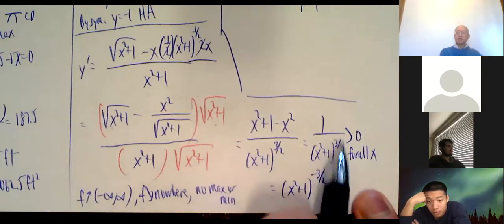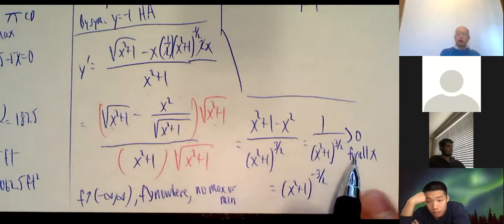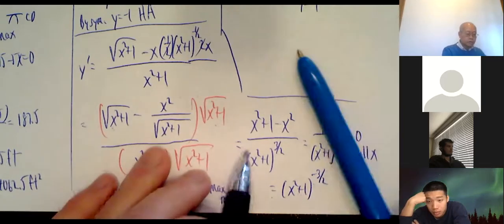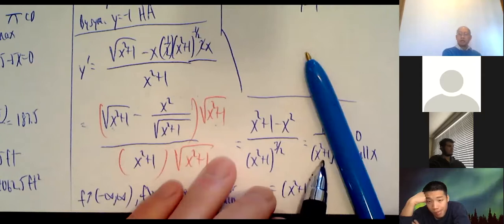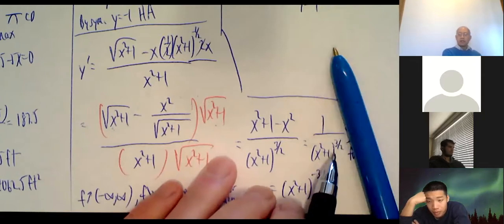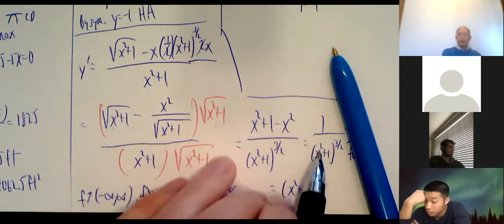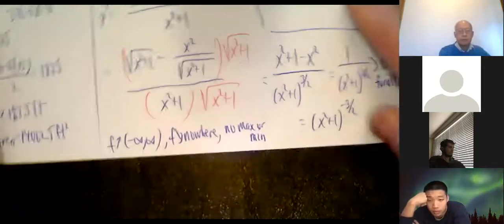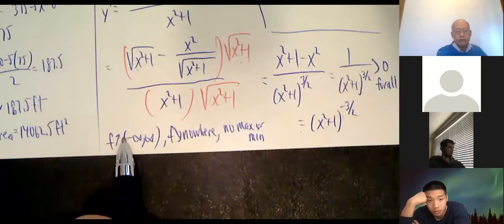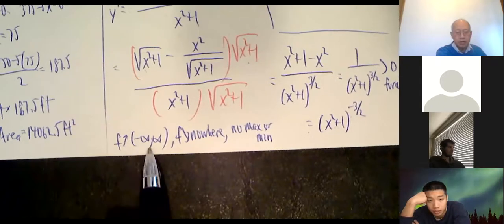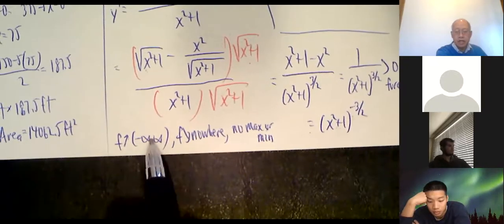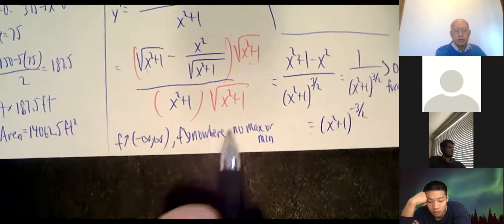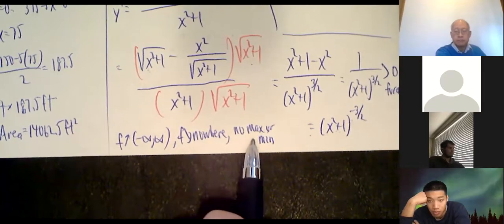And I notice this expression is greater than 0 for all x. Right? What do I know about x squared plus 1? Positive. Positive raised to the 3/2, positive. 1 divided by positive, positive. Always greater than 0. F is increasing for all real numbers, from negative infinity to infinity. I don't need a sign chart. F is decreasing nowhere, so there's no max or min. That's nice. I don't have to worry about that.